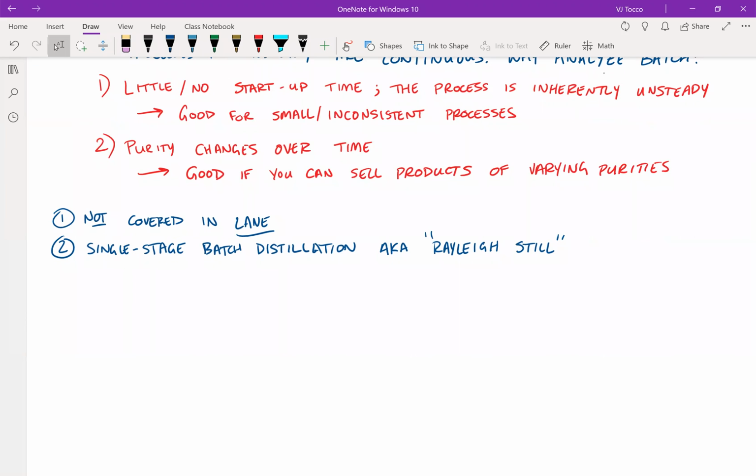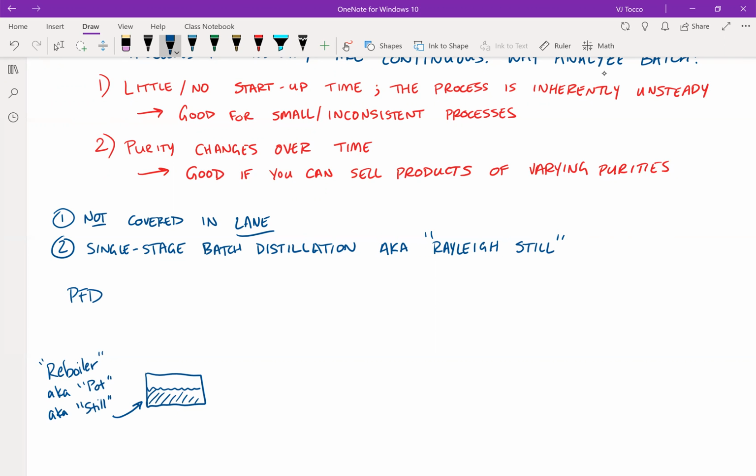Anyway, we'll start by drawing the process flow diagram, a typical PFD for batch distillation. The way I draw it is I draw a box, and in this box we have some liquid. This is where the feed goes. This box we call the reboiler, AKA pot or AKA still. So you see all three of those words, all meaning the same thing. This is the bottom of the Rayleigh still. All right, so we've got some liquid in here.